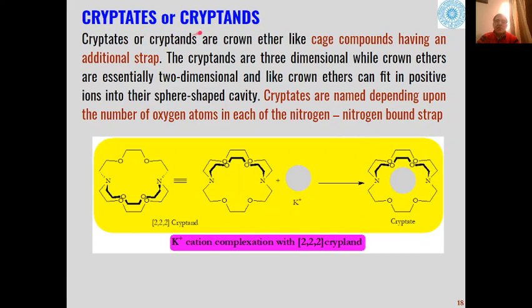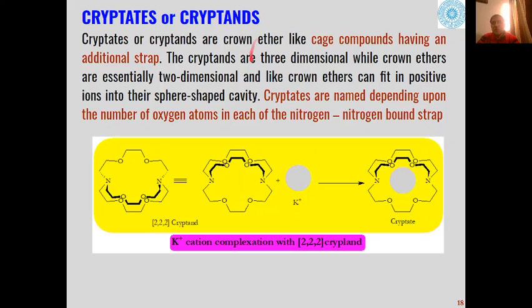Then there are cryptates or cryptands. These are also crown ether-like cage compounds, but the only difference is that they have an additional strap. For example, these types of crown ethers have this additional strap. One additional strap of ethers is present in these compounds, and if an additional strap is there, then instead of crown ether we name them cryptates or cryptands.